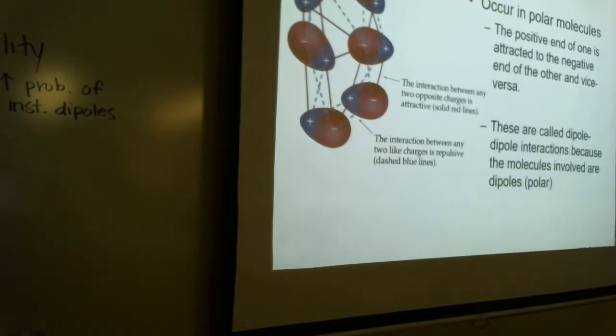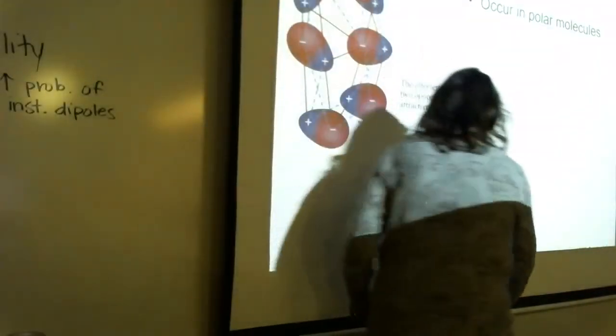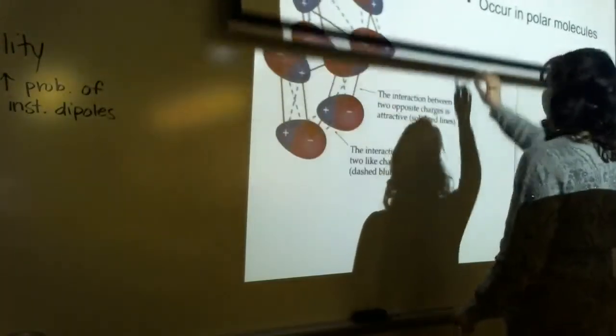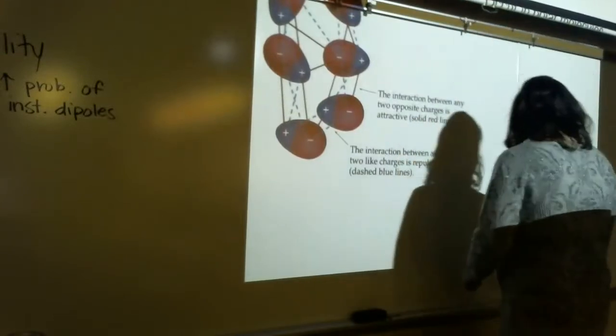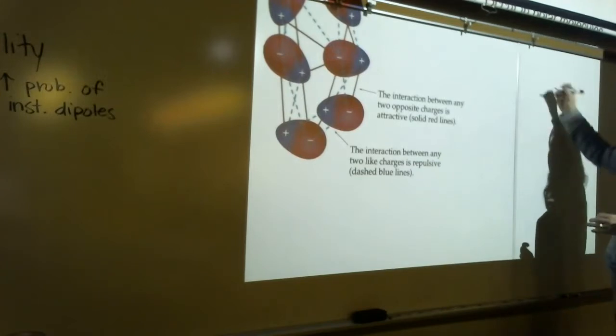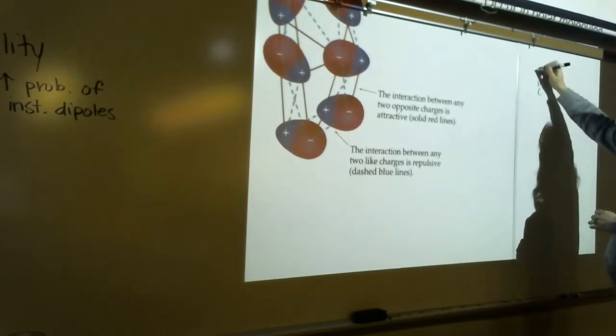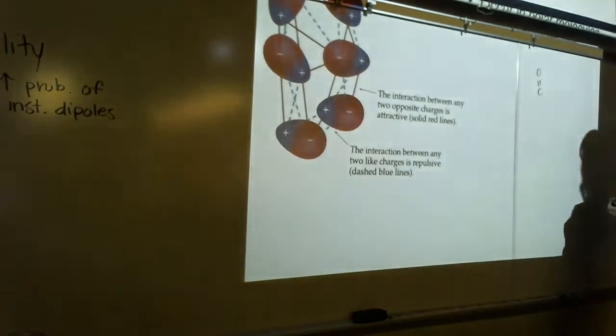Okay, so any polar molecule will have dipole-dipole. Now there are some specific functional groups that I want to talk about right now that are specific for dipole-dipole. So this is going to be a big player this semester. It's called a carbonyl. It's a C double bonded to an O. There are two lone pairs there. Okay.